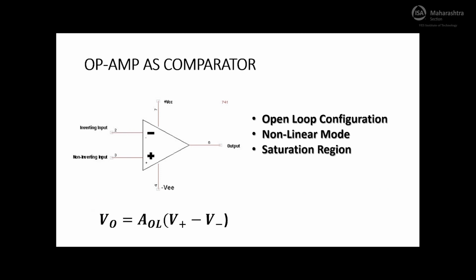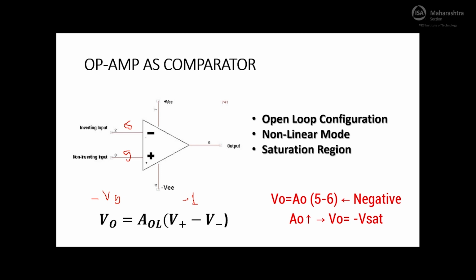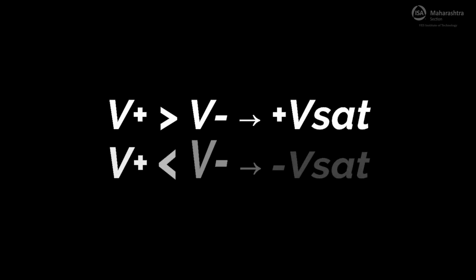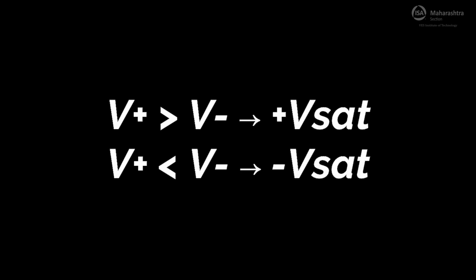Now let us reverse the condition. Let us apply 6 volt at inverting input and 5 volt at non-inverting input. So this equation will become 5 minus 6, that is we will get minus 1 as the difference, and by multiplying it with the gain in open loop configuration we will get the output as minus V sat. So this is the basic principle of using OPAmp as comparator. When the input signal at the non-inverting terminal is greater than the input signal at the inverting terminal, we will get output as plus V sat, and whenever the inverting input terminal has higher voltage than the non-inverting, we will get output as minus V sat.